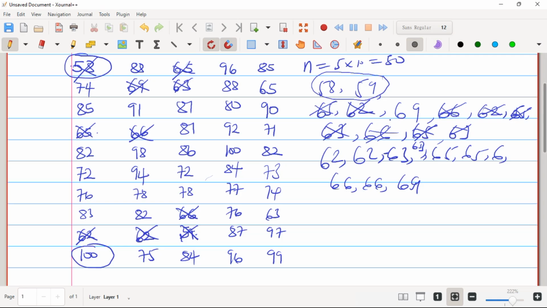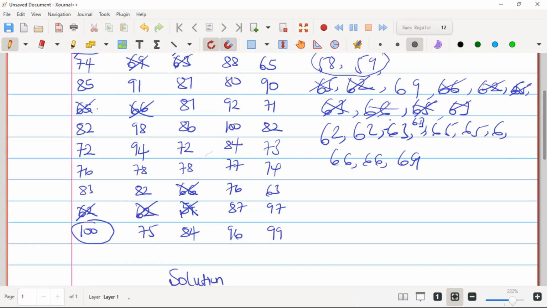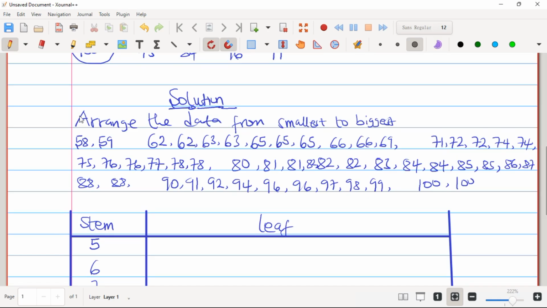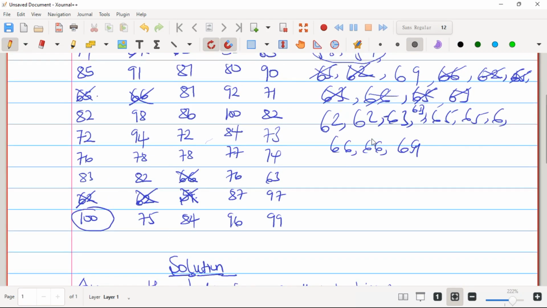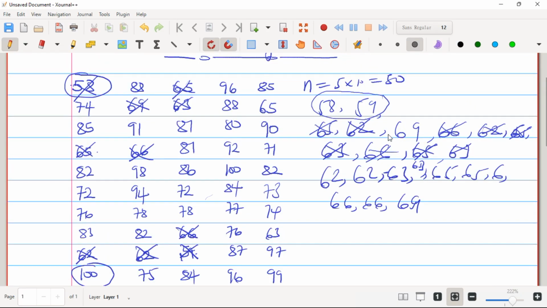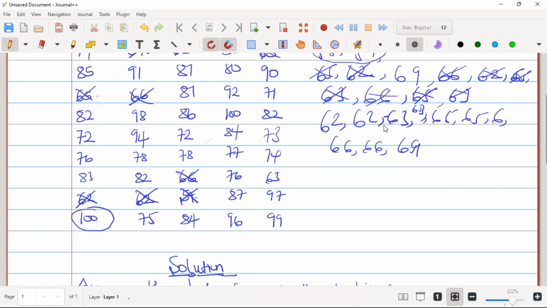So they are here. You see here, I've taken the raw data within 60 to 69, right? And I have arranged it in order. So when you come here, you see they are here: 58, 59, 62, 62, 63, 63, 65, 65, 65, 66, 66, and what? 69, right? Yes. So I have been able to arrange them in order, right? In order. So that is what you are going to do.